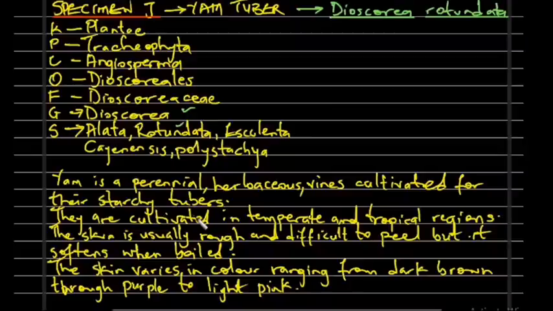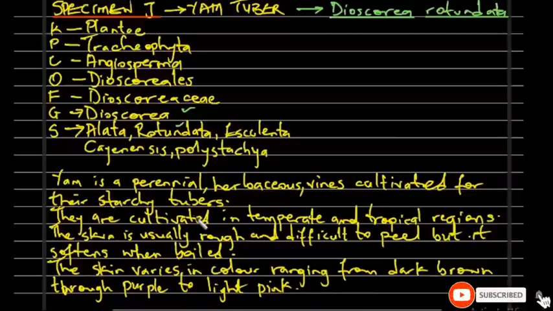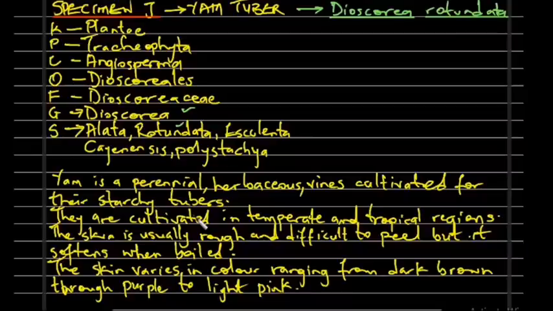Now this skin, like I said earlier on, it is with the skin that we are able to differentiate between the types of the yam. So we have some of them ranging in different colors, starting from the dark brown through purple or shades of purple to light pink. Those are different colors that you can find for the yam tuber.